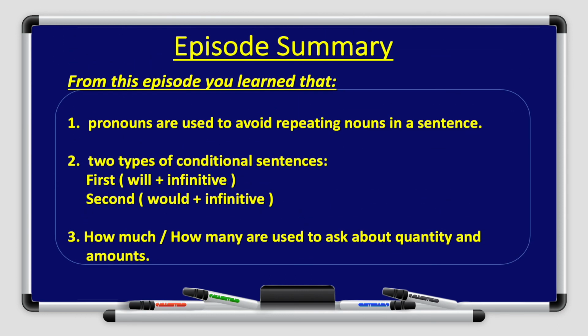And now we reach the summary of our episode. In this episode, we learned together that pronouns are used to avoid repeating nouns in the sentence. And we learned also that there are 2 types of conditional sentences, first and second. And the last thing we learned about is how much and how many, that they are used to ask about quantity and amount.